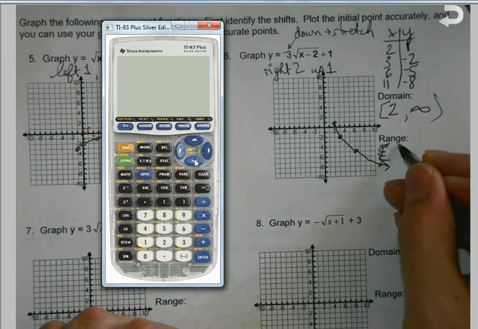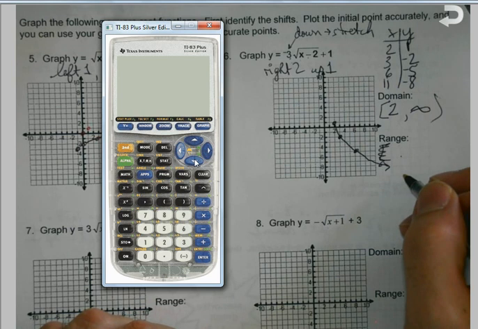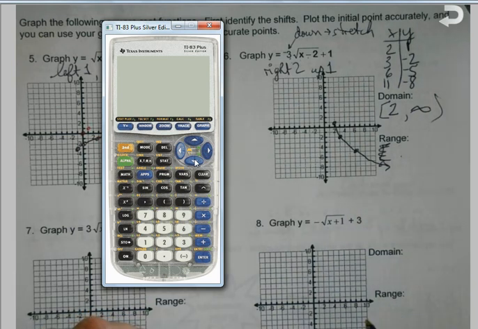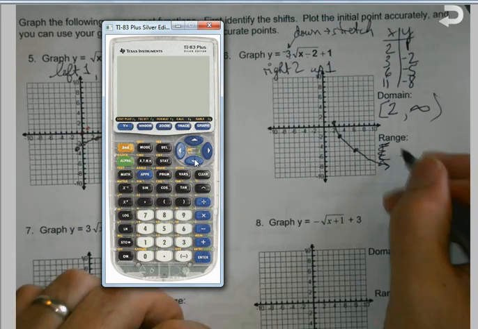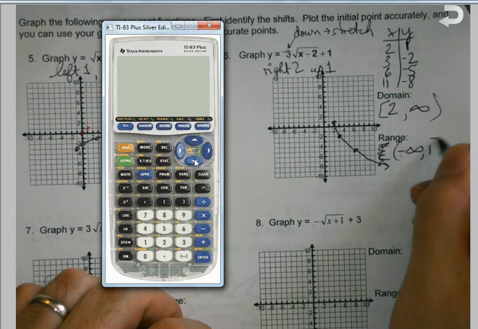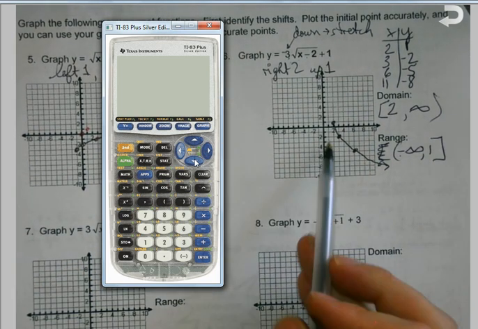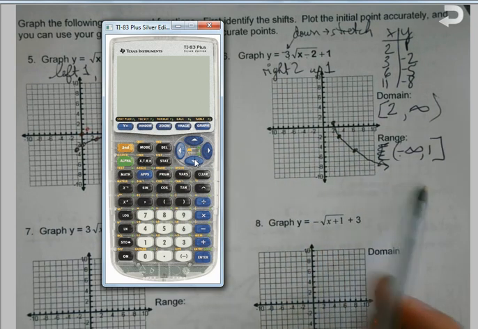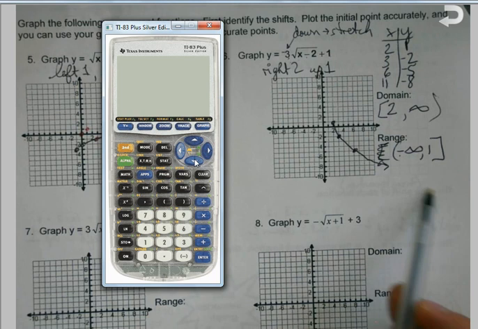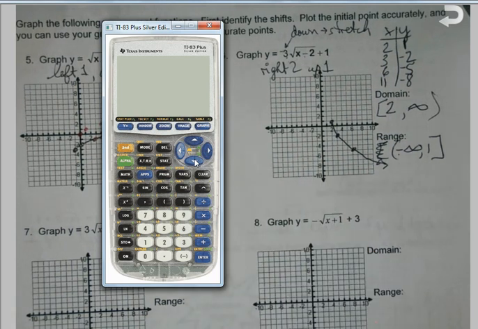Oh, would it be 1 plus 1? You're close. Since it flipped and opened downward, the first part of my values are all these way down here. So I have to start with negative infinity. But then as I come up, my highest point is 1. So if it's a negative, that can really mess with your range a little bit. Okay. So let's see. All right.